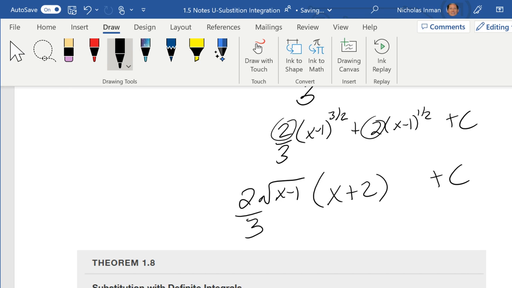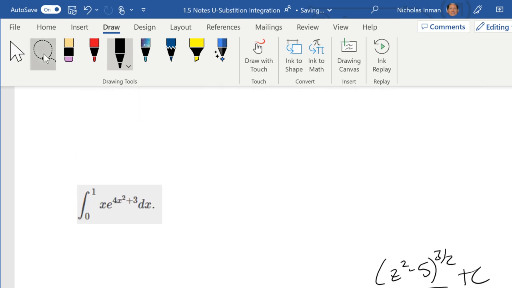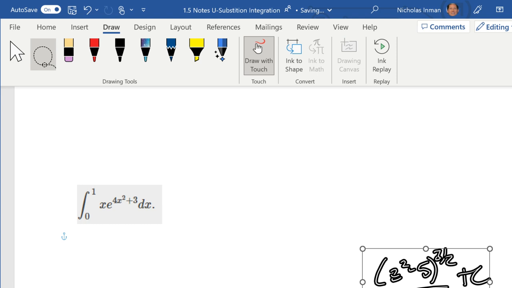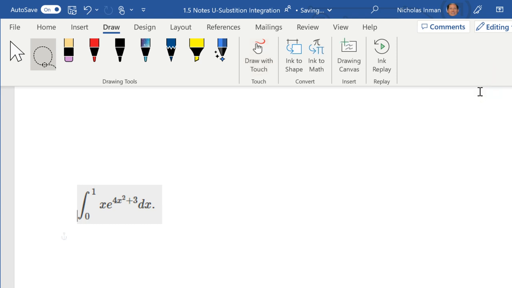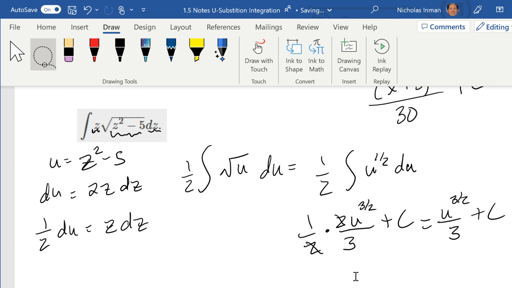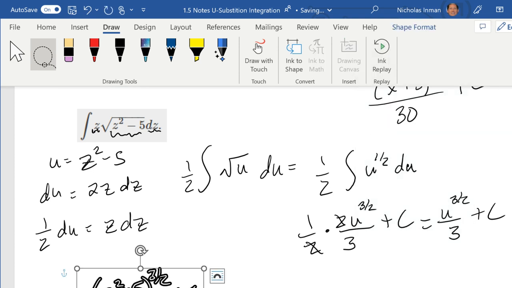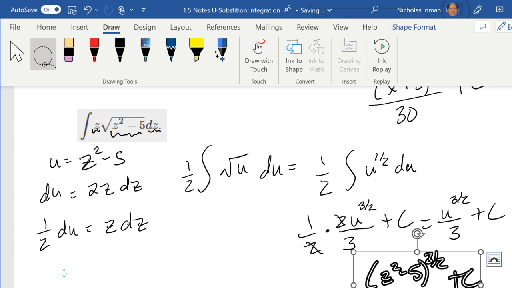All right, last but not least with this idea. Where is that? Let's put that right where it belongs. Interesting.